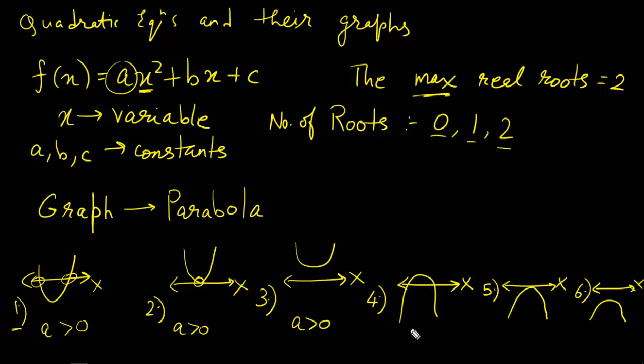In number 4, we have two roots, but here a is less than 0. In number 5, we have again a single root, but a is less than 0. And in number 6, we don't have any real root, and once more a is less than 0. So let's see an example of each of these 6 graphs.